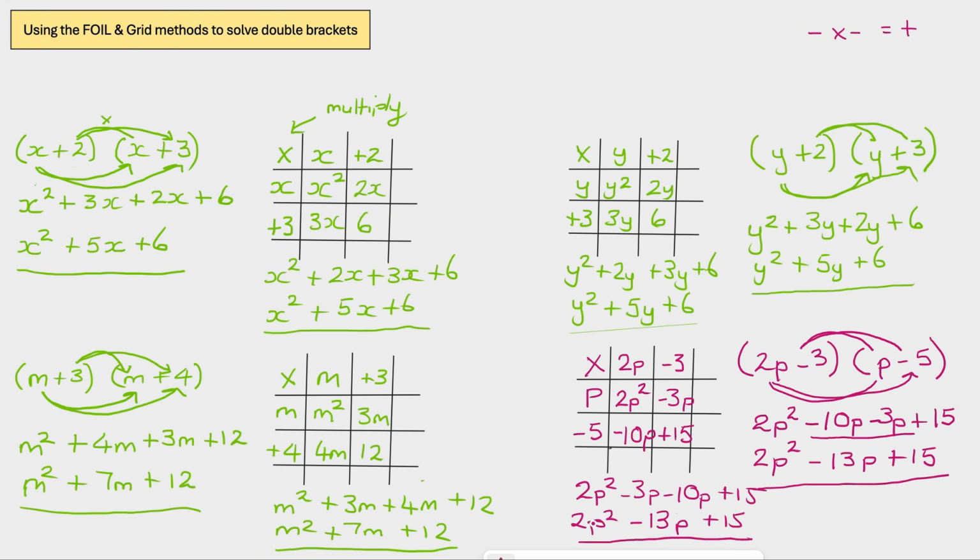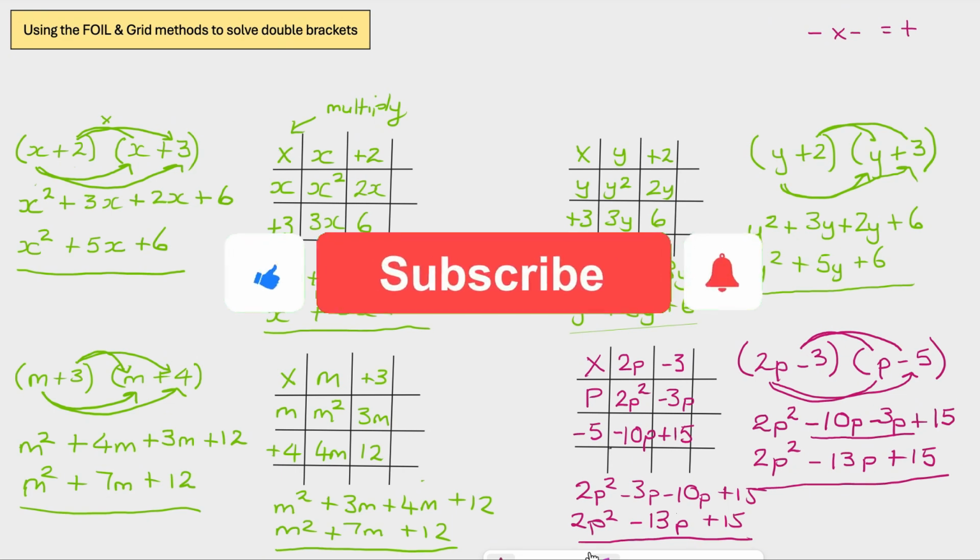So you choose which method suits you the best. I do hope this helps because it can get a bit tricky, algebra, but just keep watching the video, keep testing yourself. You'll be fine.